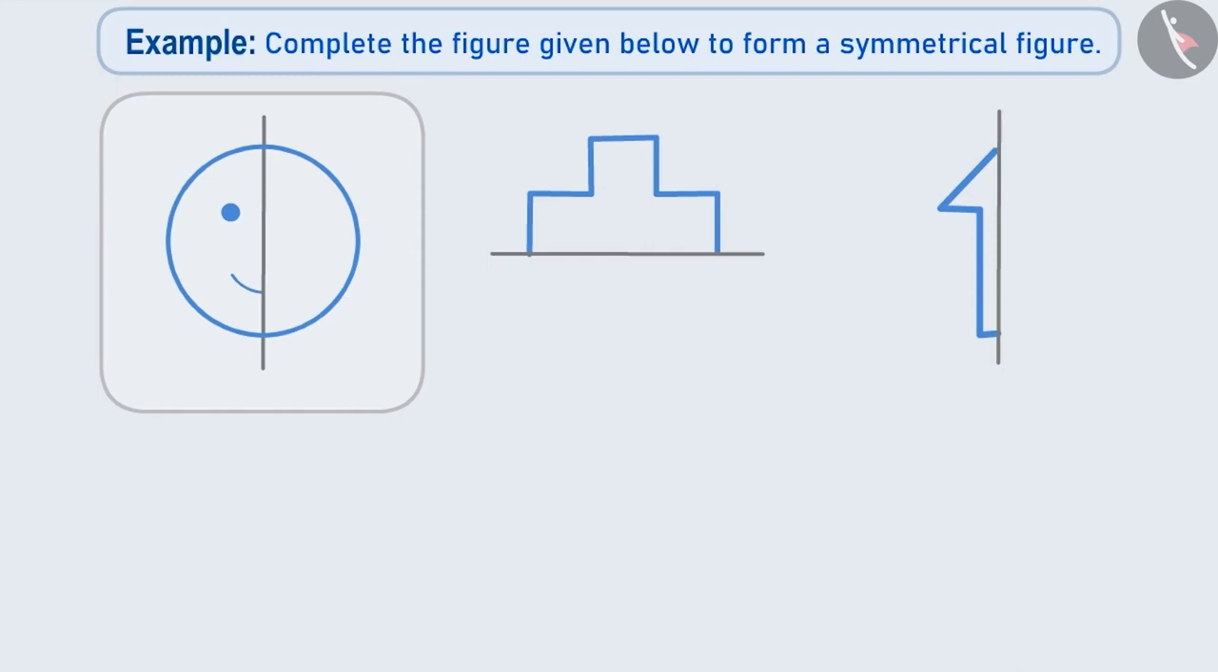Similarly, we see that there is also a small circle here. Let us also make a reflection of this. Then we will draw a reflection of this curved line. The shape has now been completed. As you can see, it is a symmetrical figure.